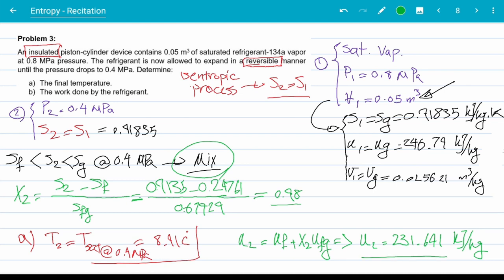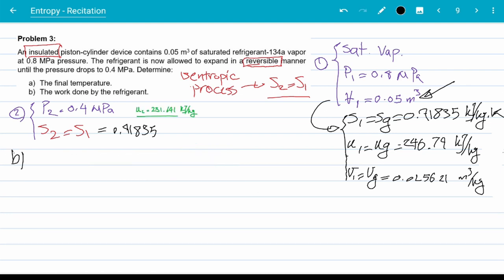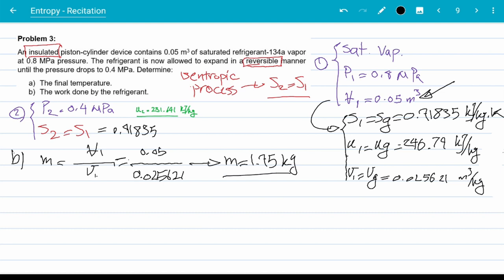So I have U2. Now I can proceed to find the boundary work. Okay, so for part B, I still need to find the mass of my system in order to find the boundary work. So let's start with that. Mass is going to be volume 1 over specific volume 1. Now, volume 1, problem says I have a volume of 0.05 meters cubed, and specific volume 1 is 0.25621. If I do the math, I will get that mass is 1.95 kilograms. So I found the mass as well.